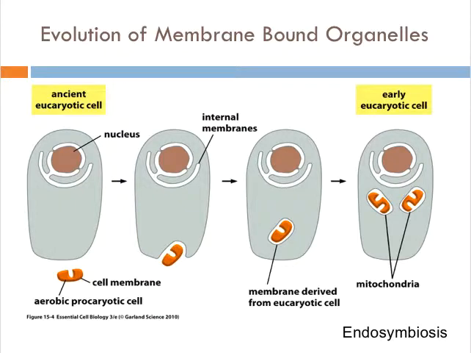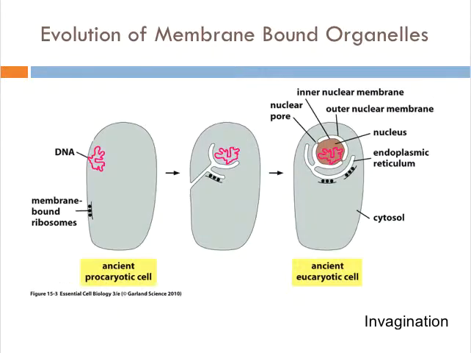So how did the endomembrane system actually evolve? We believe that this happened through a process of invagination as opposed to endosymbiosis. In a prokaryotic cell, basically we've got some genetic material and we've got some ribosomes hanging out on the membrane. And remember, in prokaryotic cells, we have no membrane enclosed compartments at this point. So everything is all in the same compartment.